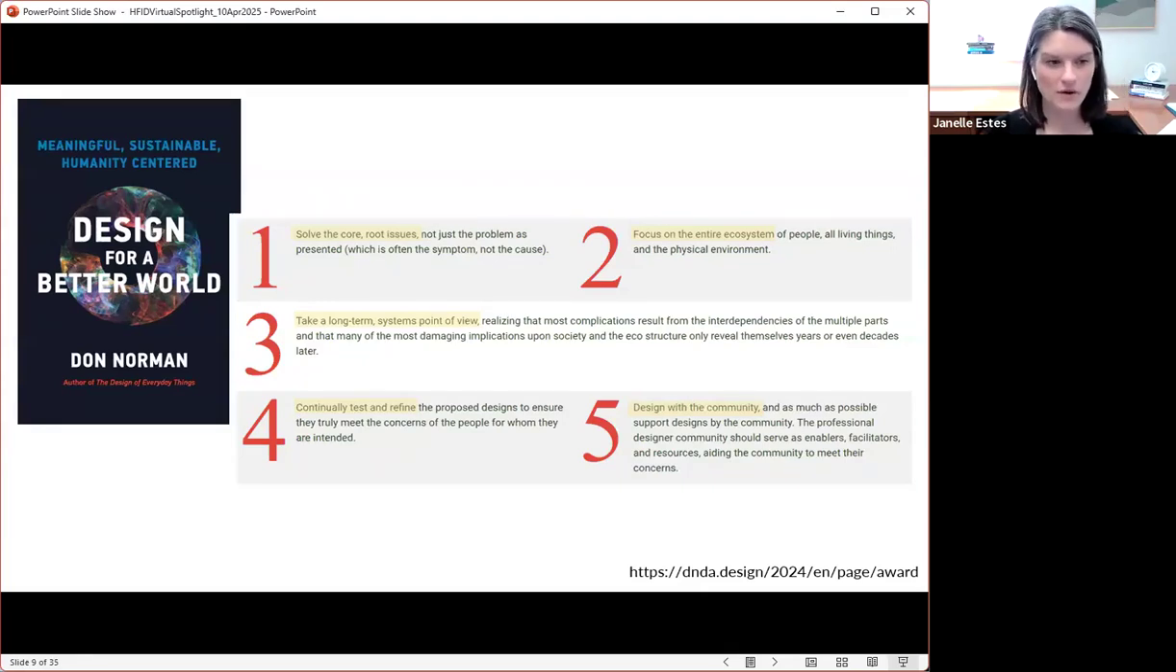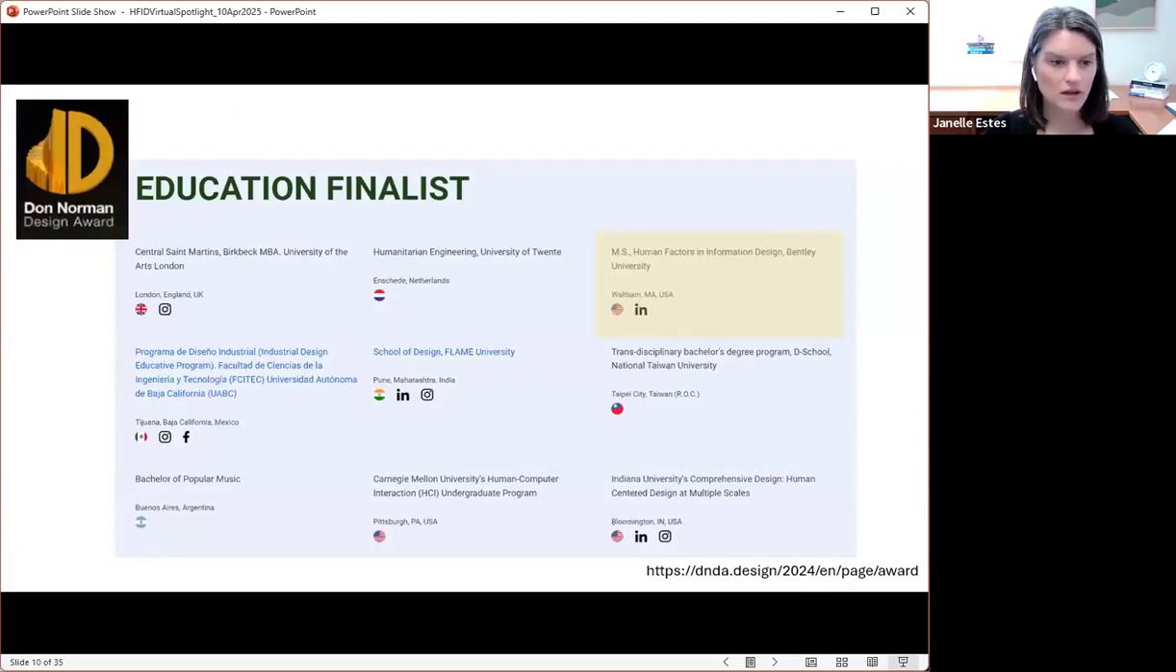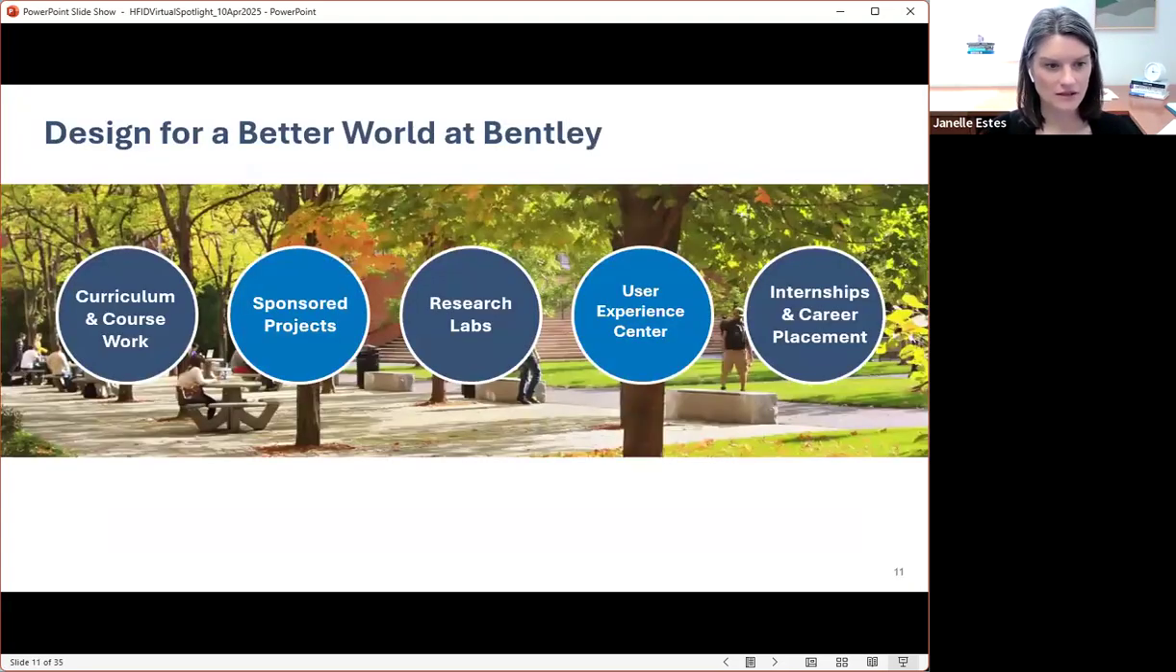All of this is part of how we get to this place of designing for a better world and a better future. So actually we applied for the award and we were listed as a finalist in terms of the program and the students that we bring out into the market and the types of work and impact that they have continued to do. So in terms of that award and how this connects to the broader offering at Bentley, there are 5 things that I wanted to touch on today.